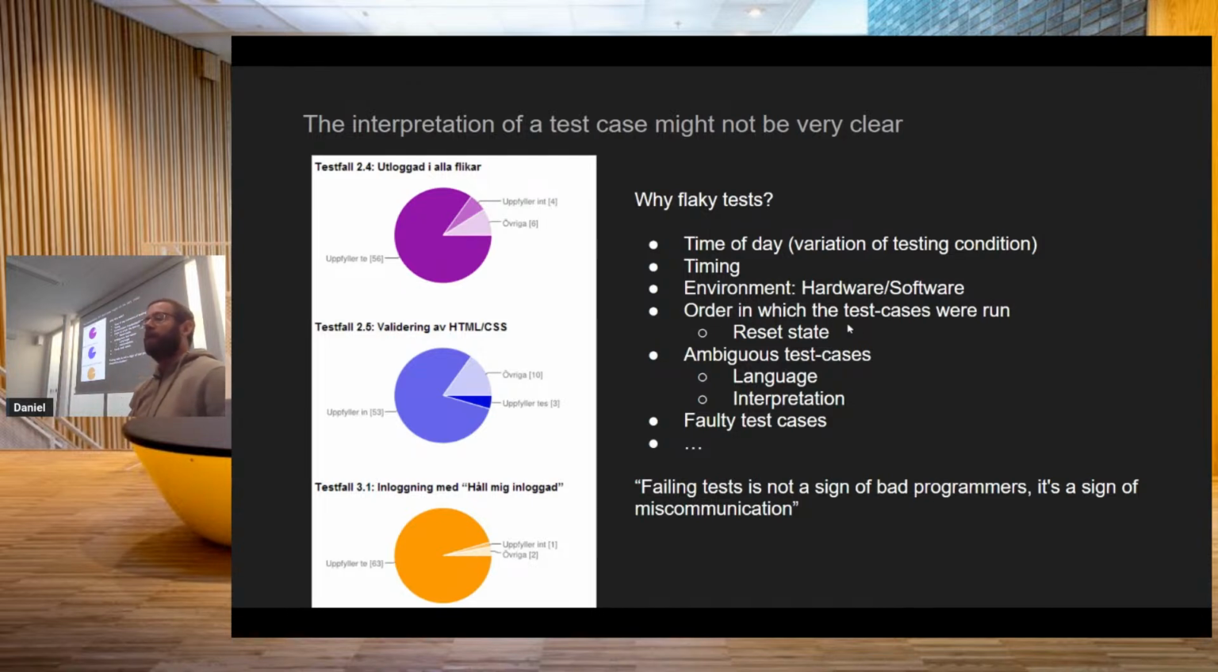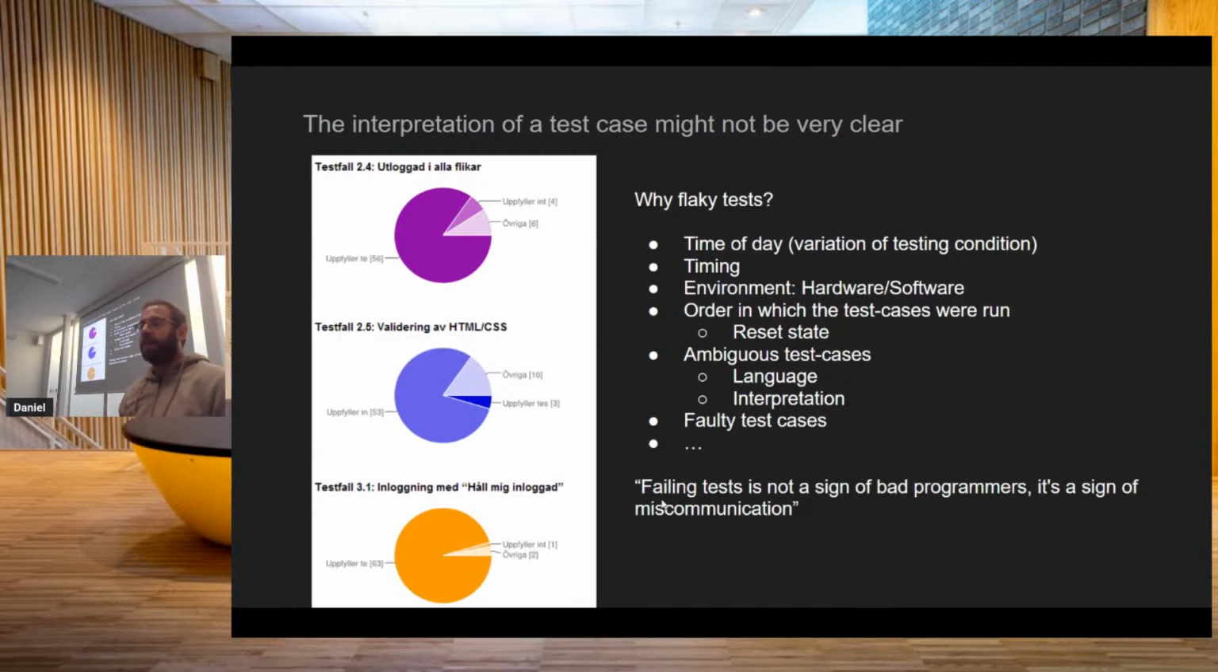It could be the order in which the test cases are run. So if you run one test case before the other, then the other will fail. If you don't run the first test case before, then it will succeed. So you can have many of these different things. In that case, it's state, right? So you're probably state dependent. So you want to reset state in order to get more deterministic. Ambiguous test cases, language and interpretation of the test cases, how it's written, of course. And then, of course, you can have faulty test cases also. So the error is not in the implementation, it's in the test case. We have written the test case wrongly.